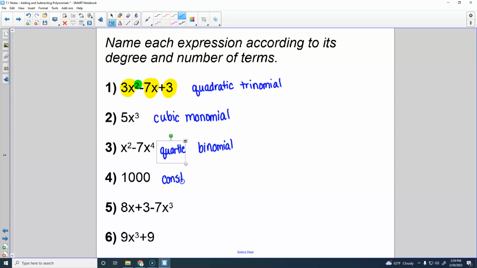Constant monomial. Yeah, like we said, monomial. Okay. Lanaya, what about number 5? Perfect. Cubic trinomial. And Blakeland, what about number 6?